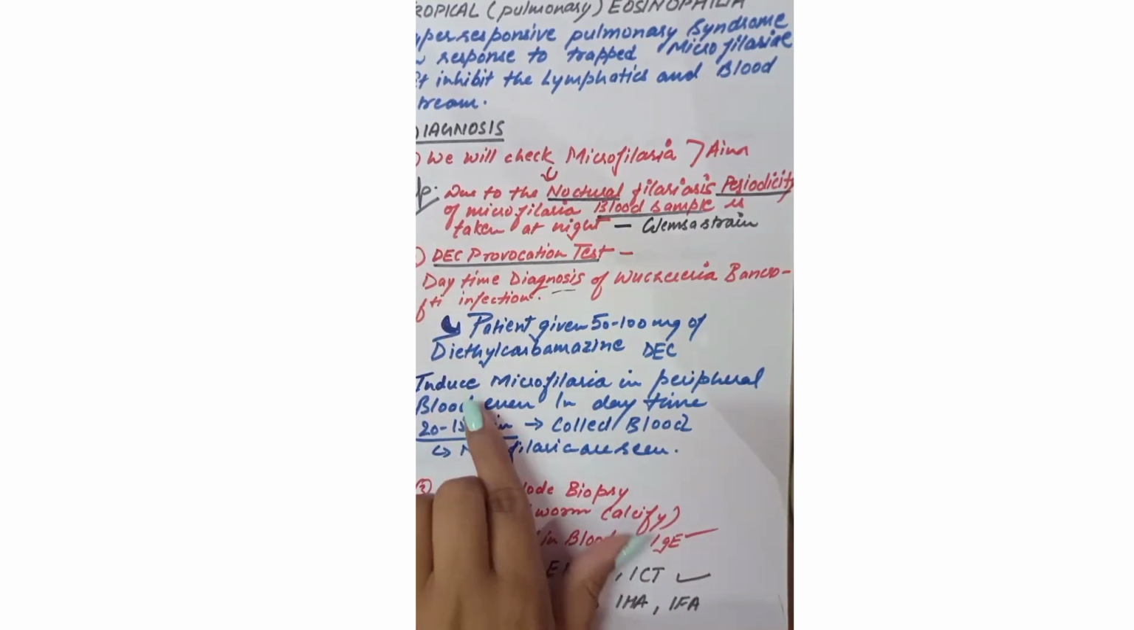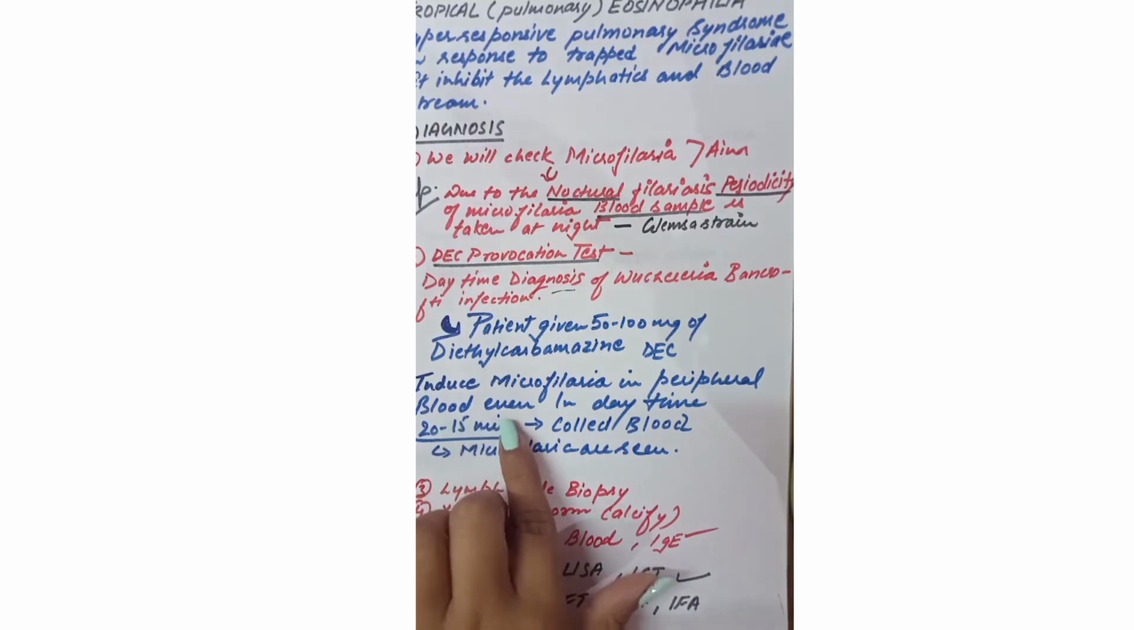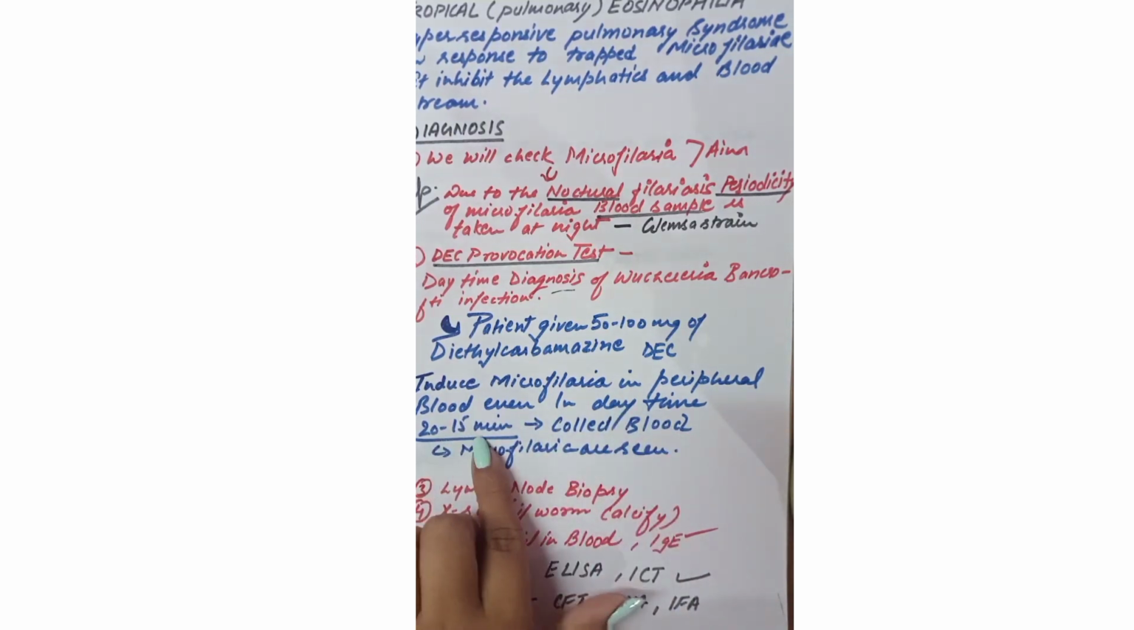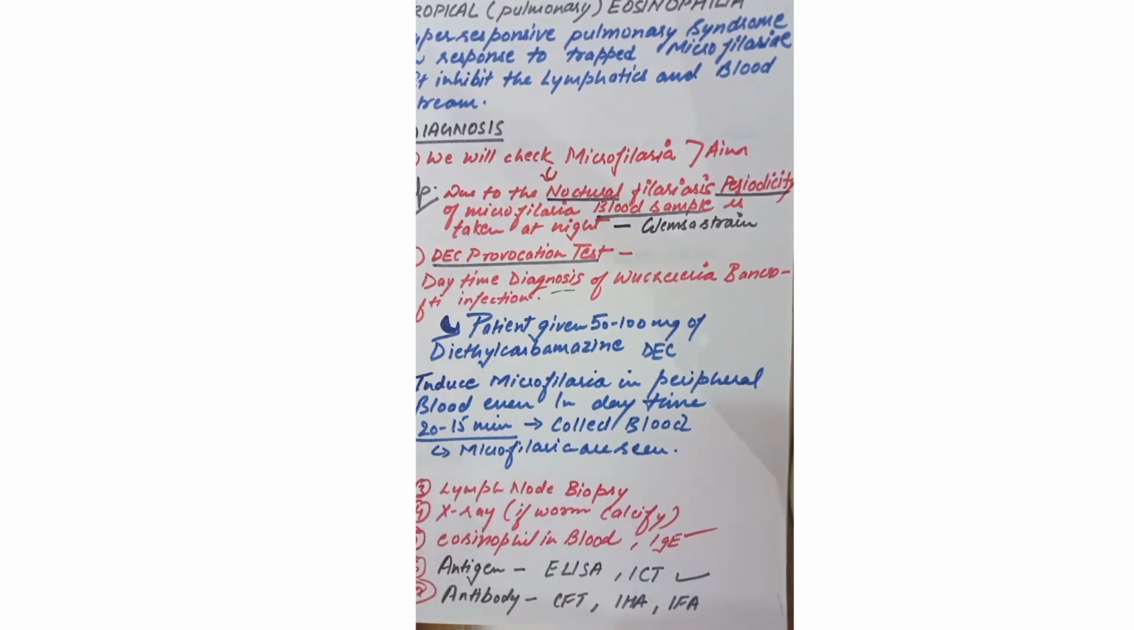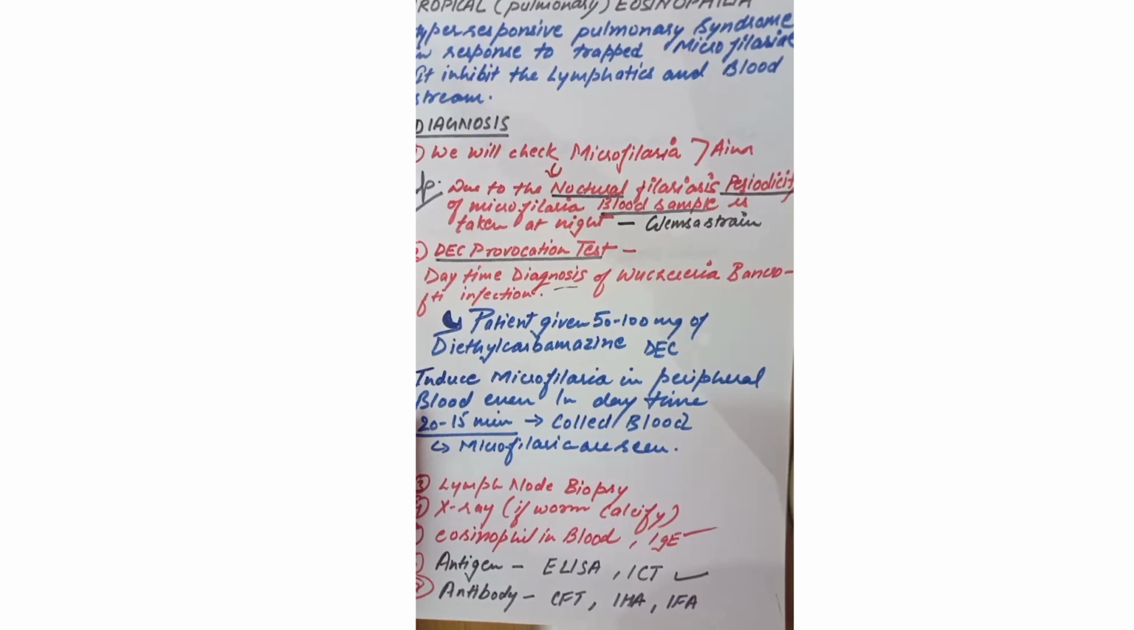तो यहाँ पे क्या लिखा है कि इंड्यूस द माइक्रोफिलरी इन पेरिफेरल ब्लड इवन इन द डे टाइम, 20 to 15 मिनट्स लगेगा आपको ये देखने को मिल सकता है माइक्रोफिलरी, ओके, क्योंकि ये बेसिकली रात में निकलता है, लेकिन हम लोग इसको DEC अगर देंगे तो ये दिन में भी हमें देखने को मिलेगा ब्लड सैंपल में, ठीक है.